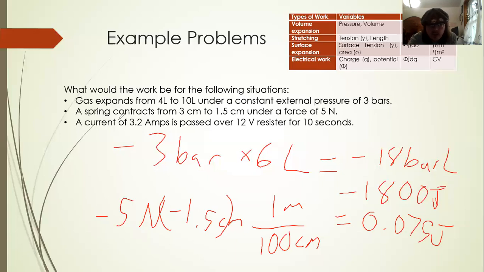Current 3.2 amps passed over a 12 volt resistor for 10 seconds. 3.2 times 12 times 10, amps, volts, seconds. That's work. 3.2 times 10 times 12. So 384 joules of work in that last one.